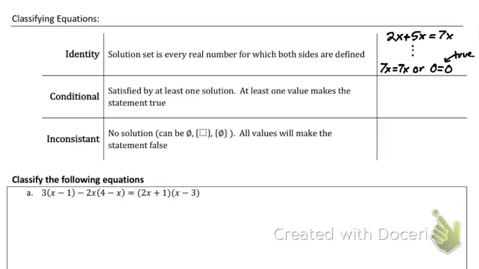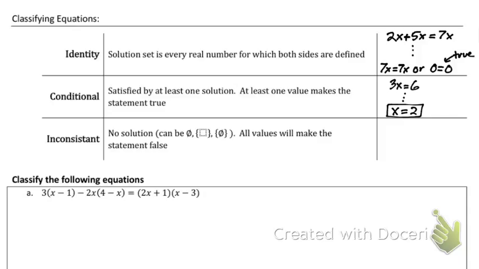Conditional means there's not an infinite number of solutions. We're just looking for 1, 2, 3, 4, or some kind of finite number. So a conditional one would just be, let's go back to our classic 3x equals 6. If I solve for that, I come up with x equals 2. Because there's just one answer, it is conditional. So once again, identity is if we have both sides the exact same, or we come up with a true statement. Conditional is if I come up with 1, 2, maybe 3 values.